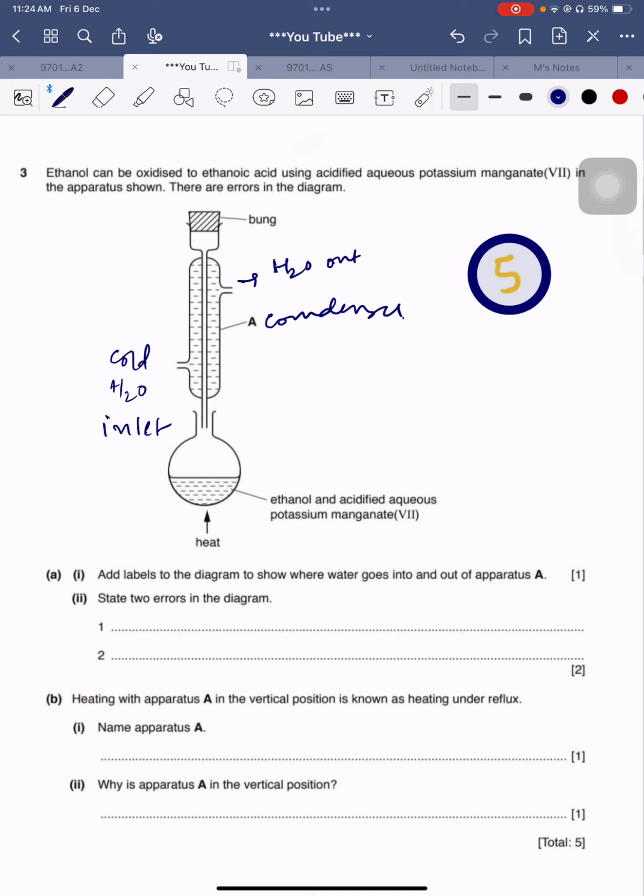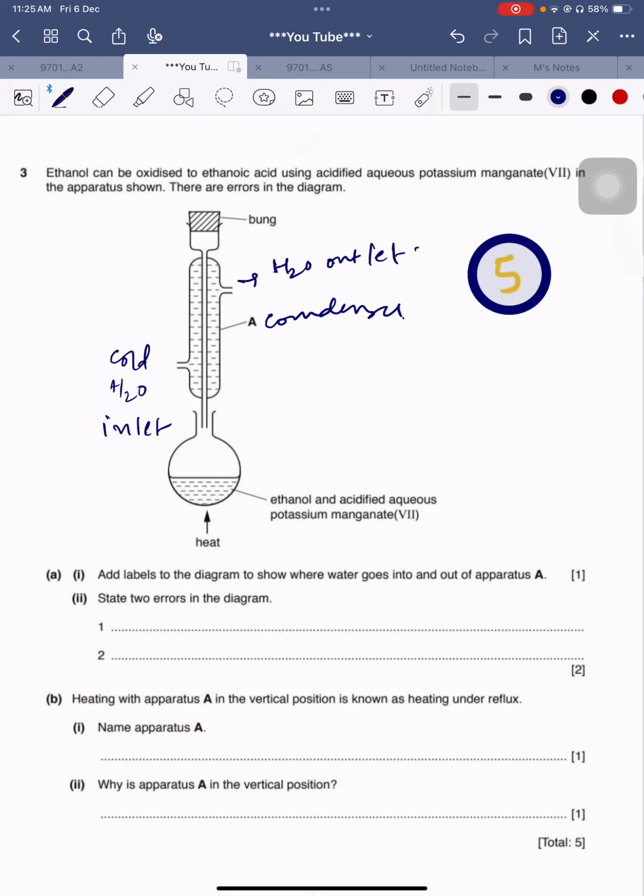These are the points which you need to keep in your mind. Water outlet. So we have just written the labels to the diagram to show where water goes in and out of the apparatus. State the two errors. I have told you that there must be a bung in the mixture flask so that the fractions may not go out, whereas there should not be a bung at the top so that the fractions may come out of the condenser. So please be careful about that.